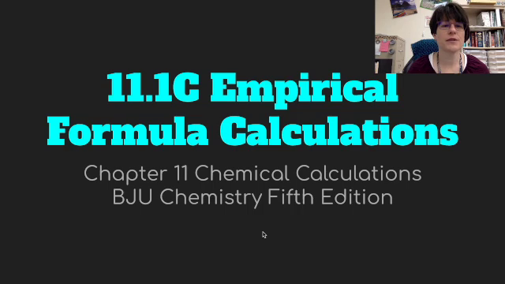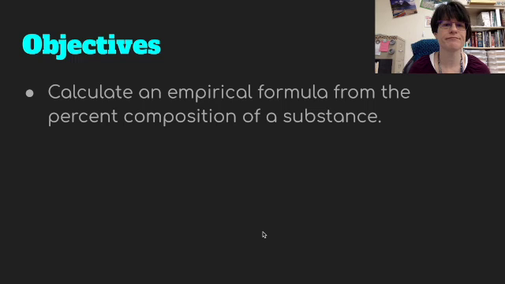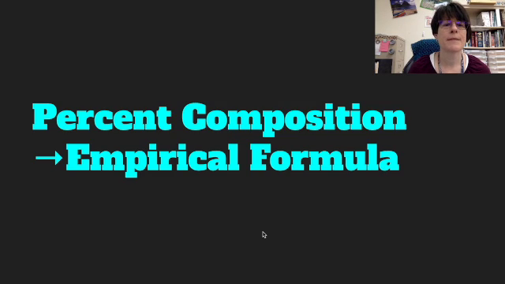The section we're going to talk about today, we're still in section 11.1, and this is the third video, video C, on empirical formula calculation. So remember, those empirical formulas are those simplest ratio formulas. So our objective for today is to calculate an empirical formula from the percent composition of a substance. If we're going from percent composition to the empirical formula, these are the steps that you will follow.